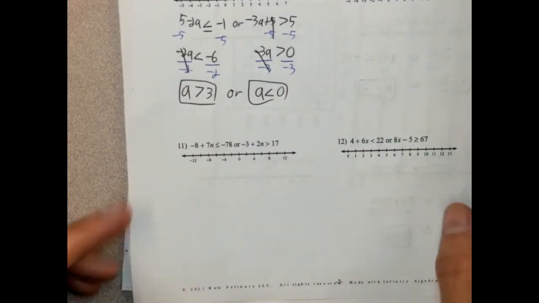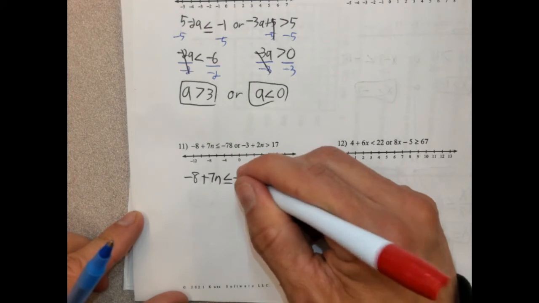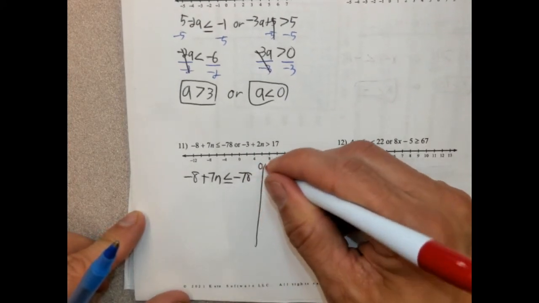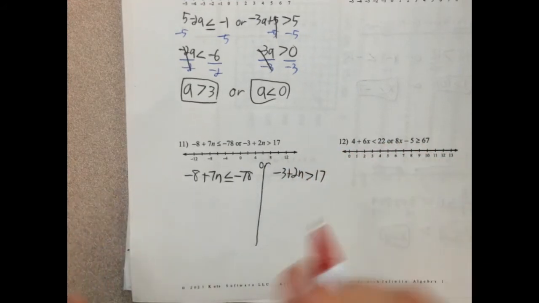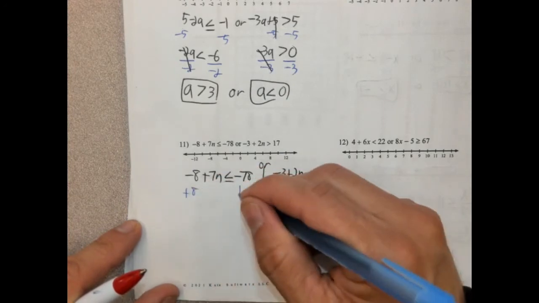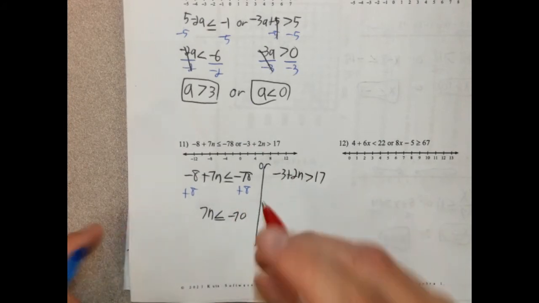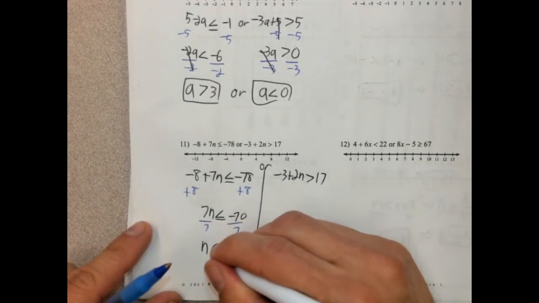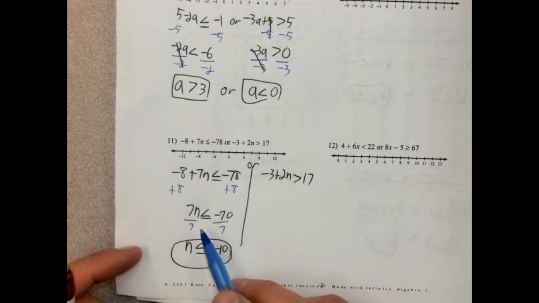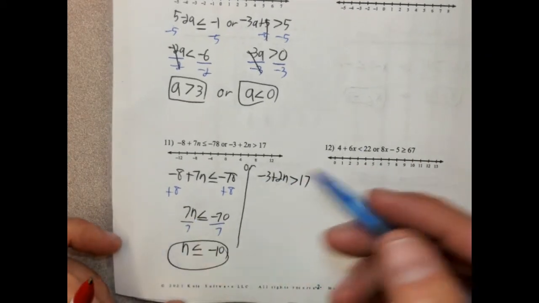Okay, last one. We have negative 8 plus 7n is less than or equal to negative 78. Or, go to the line there, why not? Negative 3 plus 2n is greater than 17. Okay. We're going to add 8 to both sides. We'll have 7n is less than or equal to negative 70. And we're going to divide by our coefficient, which is 7. So n is less than or equal to negative 10. And you don't change the inequality symbol because we divided by a positive. This sign doesn't really matter. Okay. It's all about the term we're multiplying or dividing by.